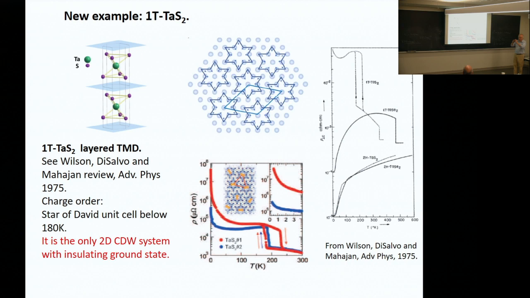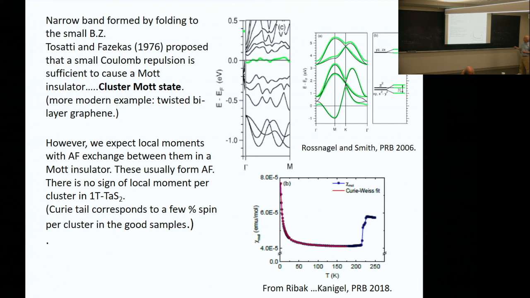On each cluster, there is an odd number of electrons. So tantalum has one electron per site. So now I have 13 sites. Now the remarkable thing is that there are many hundreds of these charge density wave materials. This one is the only one that's insulating at low temperature. Everything else is metallic, right? And undergoes this transition, this resistivity. But this is the only one. So we believe that this is a Mott insulator.